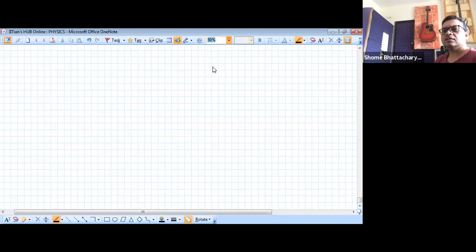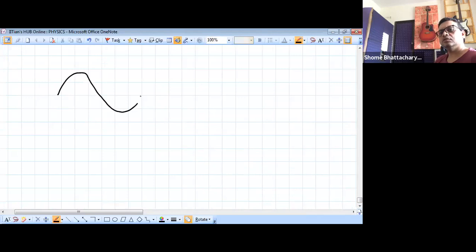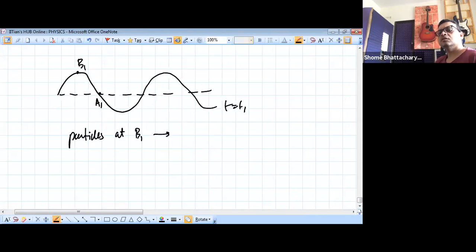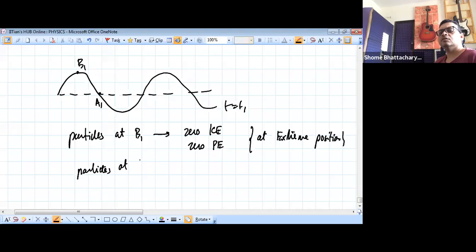So finally, what we realize is that when you're looking at this snapshot picture at t equal to t1, the particles which are around this point and the particles which are around this point, particles at d1, they have zero kinetic energy, zero potential energy, because they are at extreme position. Whereas particles at E1, they are having maximum kinetic energy, they are having maximum potential energy. So they are having maximum mechanical energy. They are having minimum mechanical energy, in fact tending to zero.